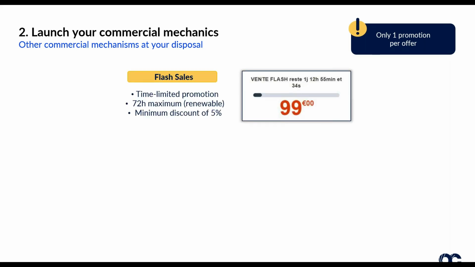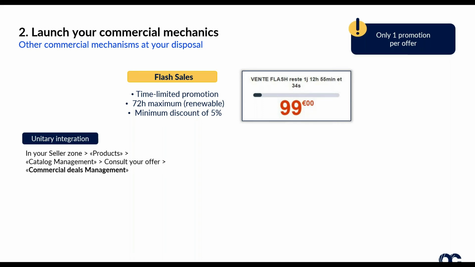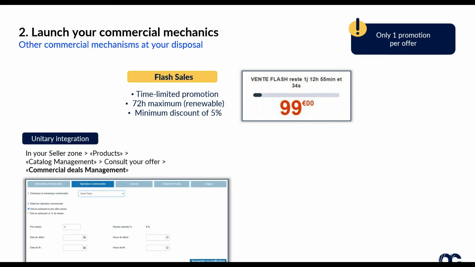So for flash sales, it is a promotion on your product during a limited time, 70 hours maximum, and this time can be renewed. The discounts must be at least 5%. You can apply this promotion individually by clicking on Catalog Management and then consulting your offer. On this page, you can click on Commercial Deal Management, and in the drop-down list, select Flash Sales, fill in the requested information and save your changes.